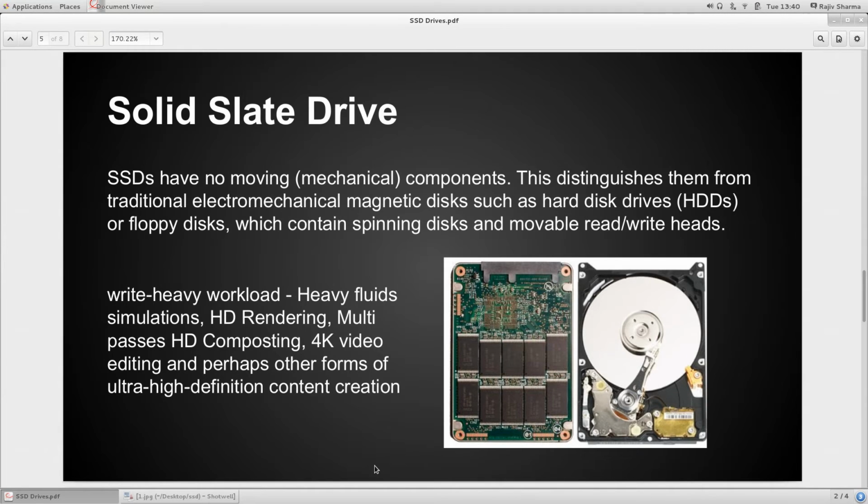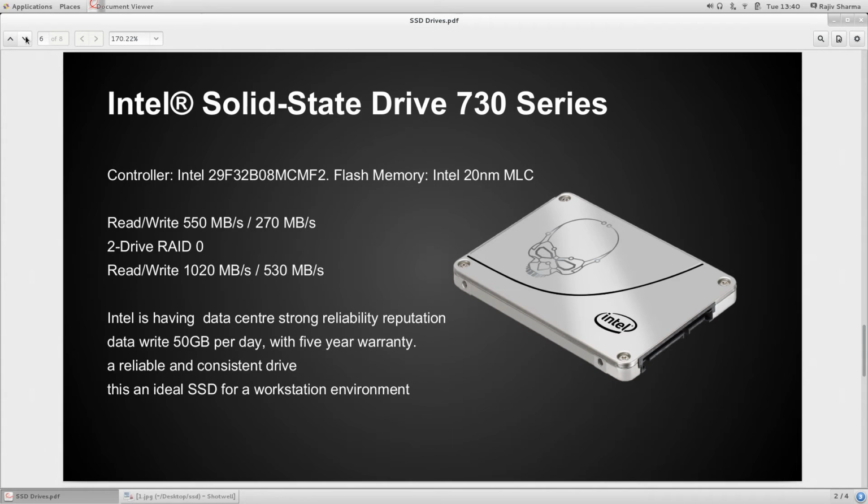It's very high definition content. If you want to create some high definition content, it's very good for that. So I would highly recommend this drive for you right now.